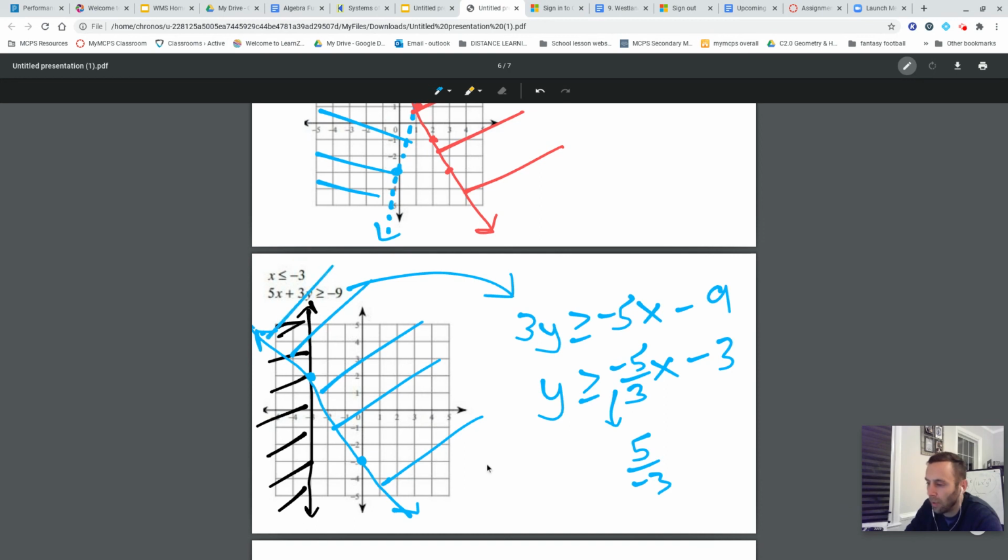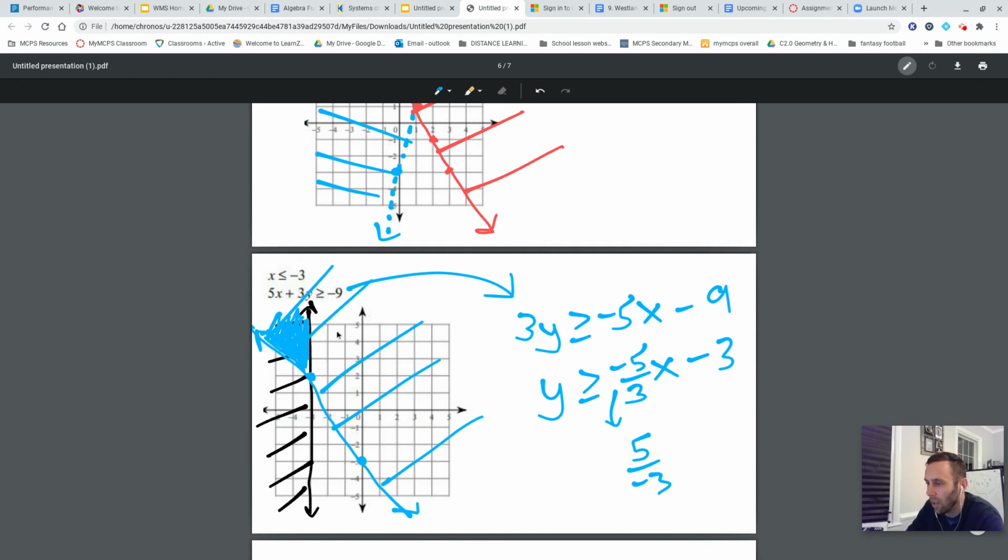So where do you see both the black and the blue? You see it right here. So this right here, which I'm shading, is our final answer. Anything in this part will be our solution, but nothing here, no points here. The points have to be right in the shading.